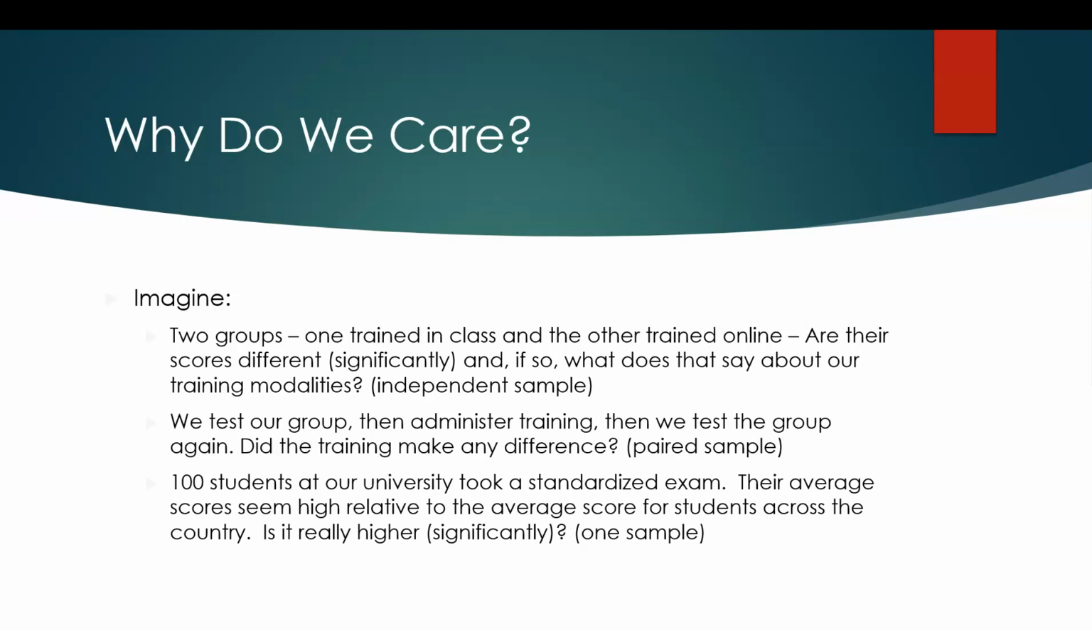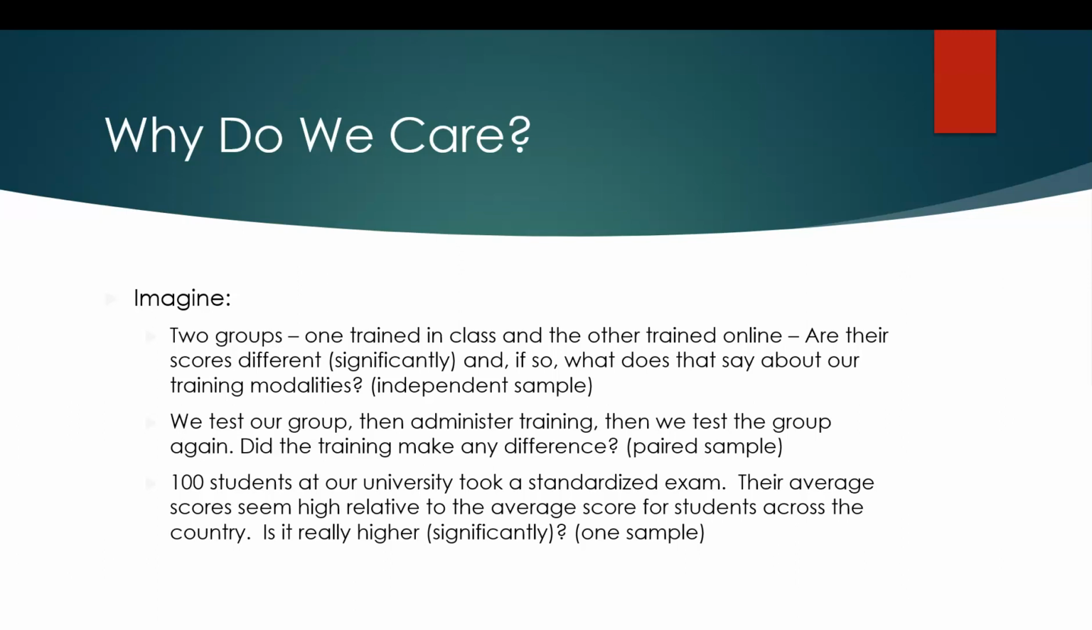The third example we have, imagine we have 100 students at our university and they took a standardized exam. Say they're getting ready for grad school, so they took the GRE. When we look at their average scores, gosh, they seem relatively high. And I want to know, just for my own edification, and also because it says quite a bit about the way we educated them, are those scores for those 100 students significantly higher than the average score that is out in the whole national population?